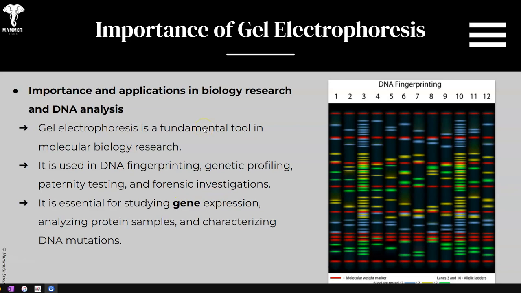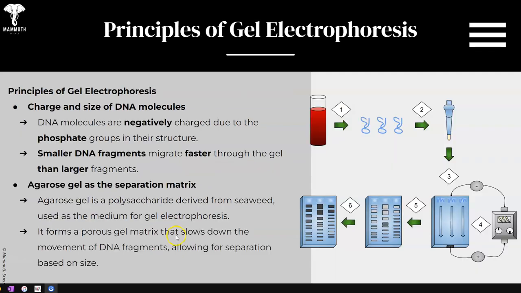The importance of these and applications in research is that it's a fundamental tool in molecular biology. It's used for DNA fingerprinting in forensics labs, genetic profiling, paternity testing, and forensic investigations. Some of you have done Ancestry.com or 23andMe and those kinds of things. This is what, or at least part of what, they are doing to isolate and determine your genetic makeup. It is essential for studying gene expression. We'll talk about gene expression later, but also analyzing protein samples and characterizing mutation.